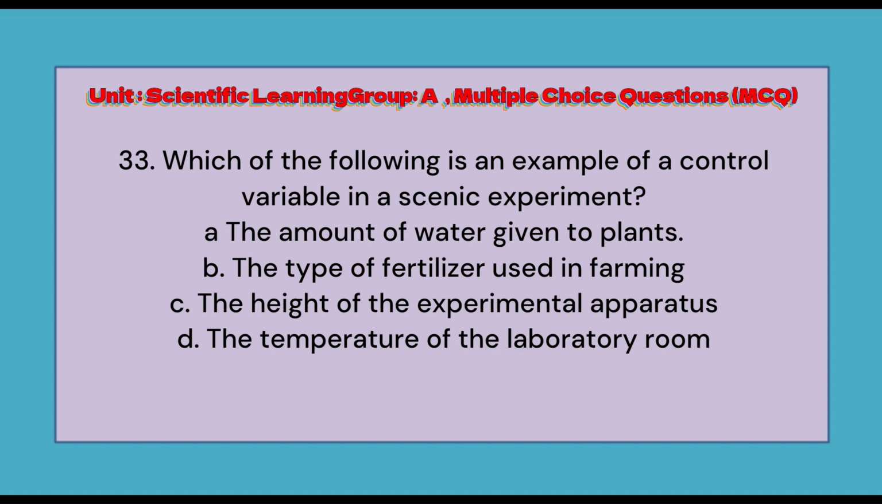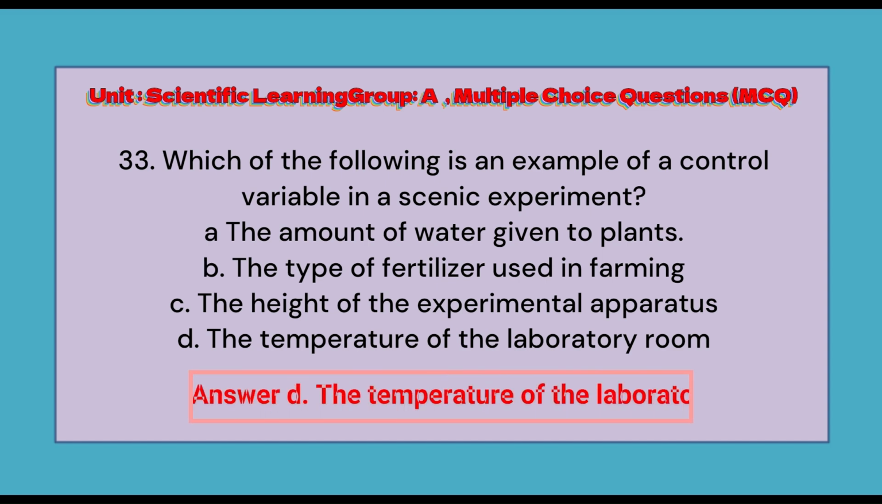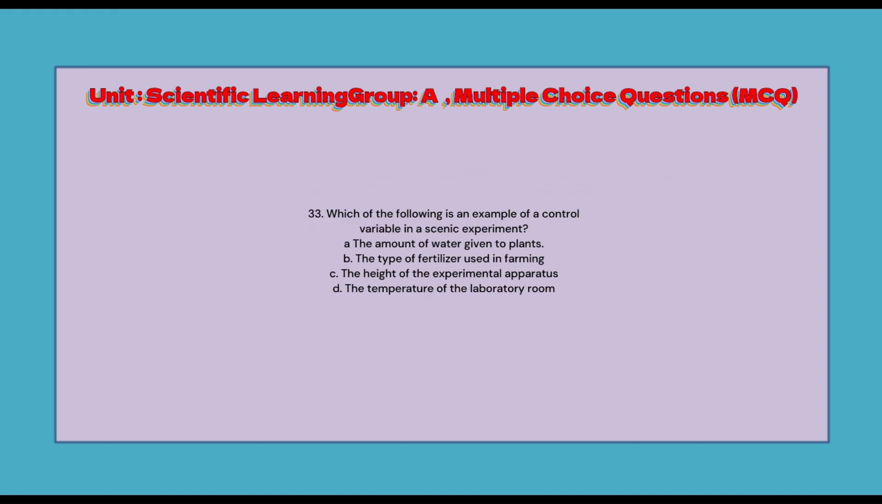33. Which of the following is an example of a control variable in a scientific experiment? A. The amount of water given to plants. B. The type of fertilizer used in farming. C. The height of the experimental apparatus. D. The temperature of the laboratory room. Correct answer. D. The temperature of the laboratory room.